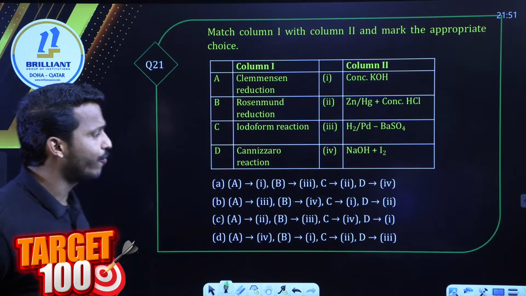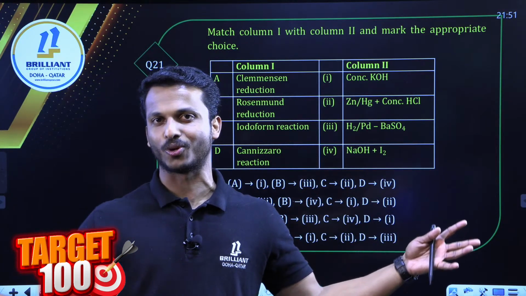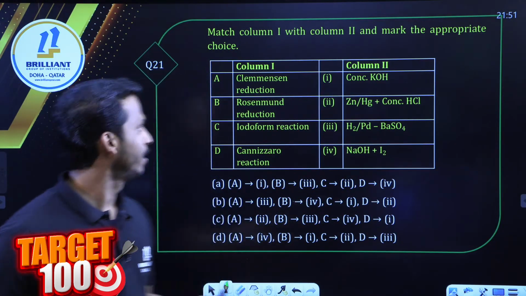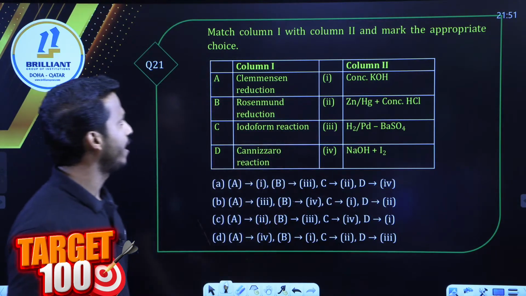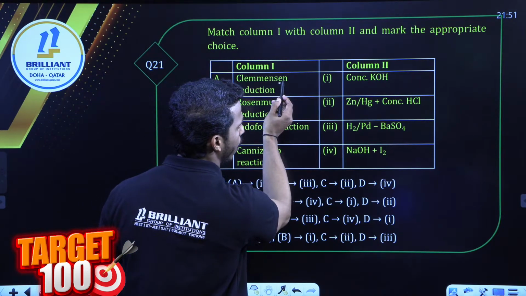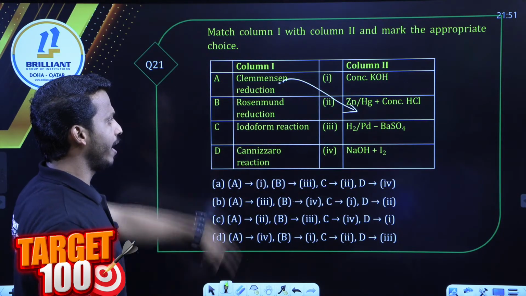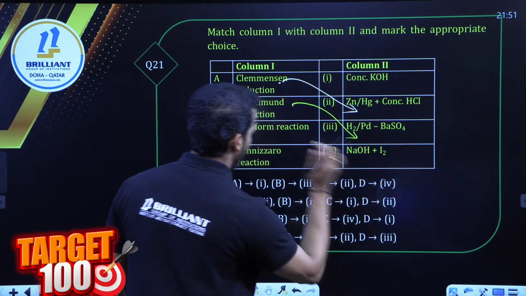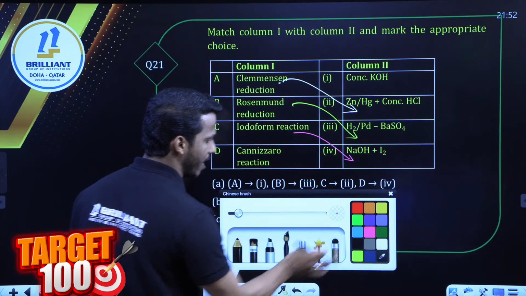Tell me, dear all, very fast. Don't bother about the size of the question. The answer will be so easy. Maybe the first one is enough to get the answer. Anyway, let me discuss it with the complete idea. Clemmensen reduction matches with zinc amalgam. Rosenmund reduction is with hydrogen and palladium. Iodoform reaction is with sodium hydroxide and iodine.